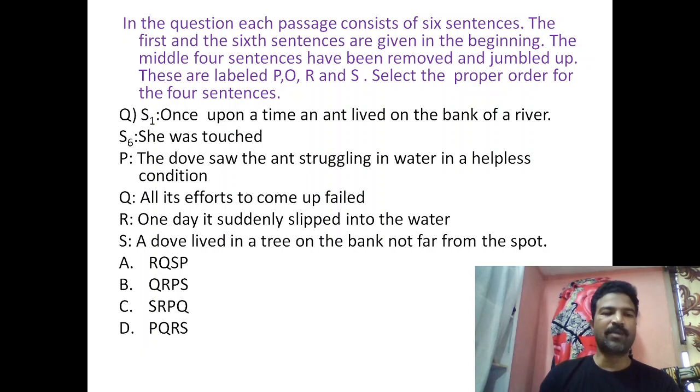The question is here. Let's get straight into the question. One is given there, the opening sentence: once upon a time, an ant lived on the bank of a river. And the concluding part of the sentence is S6, she was touched. P, Q, R, S. Try to find out the correct combination. Here we go.